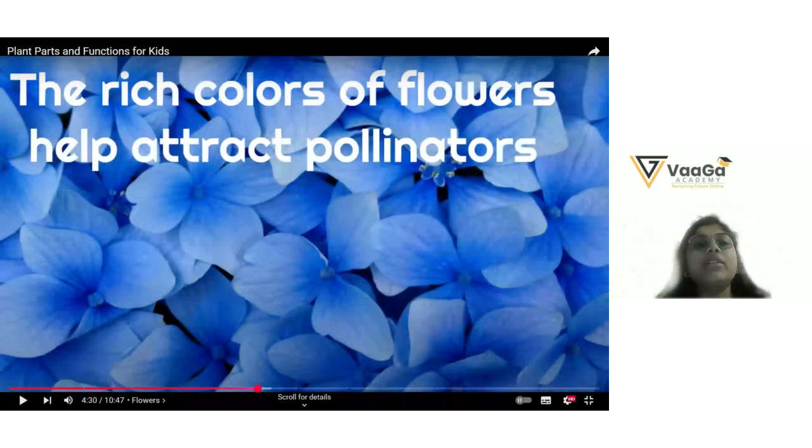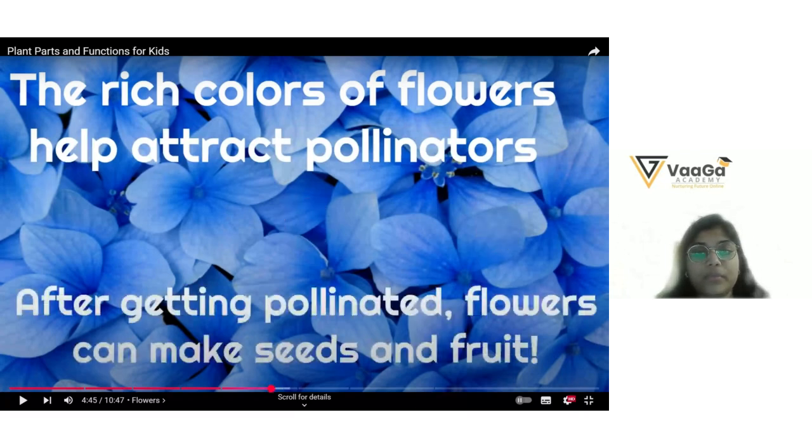The rich colors of flowers help attract pollinators. Because after pollination, flowers can make seeds and fruits. That's why flowers, seeds, and fruits help the plant to create a new plant. With the help of the flowers, we can create a new plant. How? Because it attracts the pollinators.